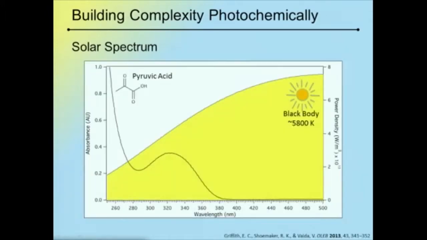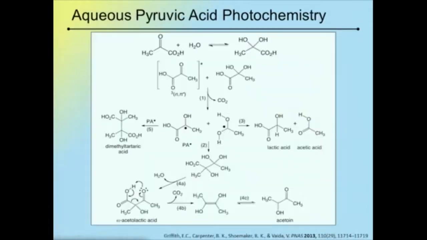There are molecules, and one of the molecules the Vaida Lab has studied most is pyruvic acid, which is actually an atmospherically relevant molecule today, whose electronic spectrum overlaps the solar spectrum. And so it can be energetically excited and go on to do photochemistry. And this is, in fact, part of the aqueous pyruvic acid photochemistry mechanism that we've studied. But all we need to focus on right now is this main section.